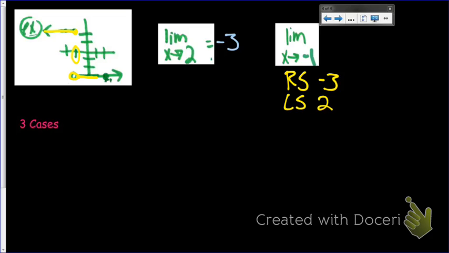Now the problem with this equation, though, is if my left side and right side are approaching 2 different values, how can I tell what that limit is? How can I tell what the equation as a whole is approaching at that point? And the problem is I can't. So what we say here is, we quote Mean Girls, and say that the limit does not exist.